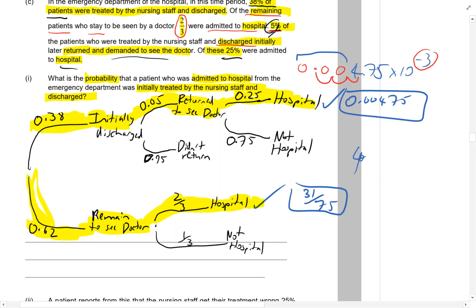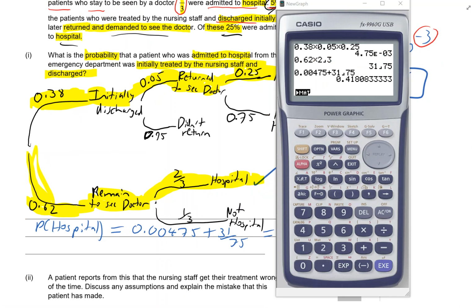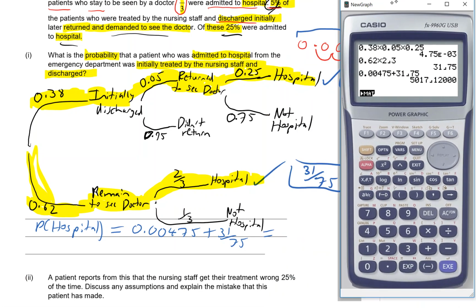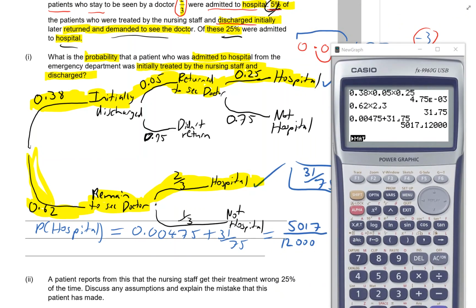Okay, so now the probability they end up in hospital, we just add those up. And we get 0.41808, and it's going to be a nasty decimal again, so I'm going to hit the fraction decimal button, and that's going to be more accurate, isn't it? So 5,017 out of 12,000.